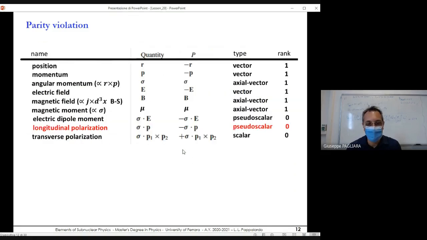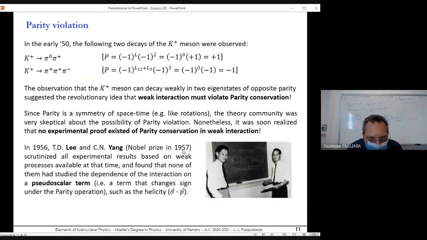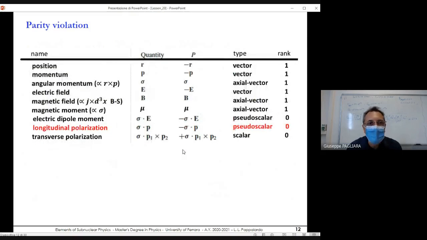And they also, here. Yeah. So here you see many different physical observables: position, momentum, angular momentum, electric field, and so on. Some of them are vectors, some axial vectors, some pseudoscalars, some scalars. And then you see what happened when you apply the parity operator. Some remain the same, others change sign. In particular, this longitudinal polarization is one of those that change sign upon application of the parity operation. It is a pseudoscalar.